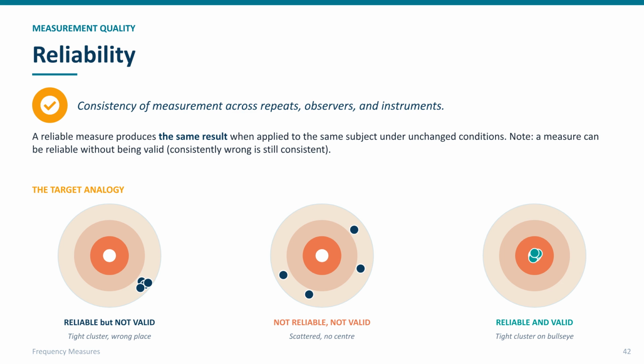Reliability is about consistency. If a measurement is reliable, it yields the same results time after time. However, remember the target analogy. A measurement can be perfectly reliable and consistently wrong, meaning it lacks validity.